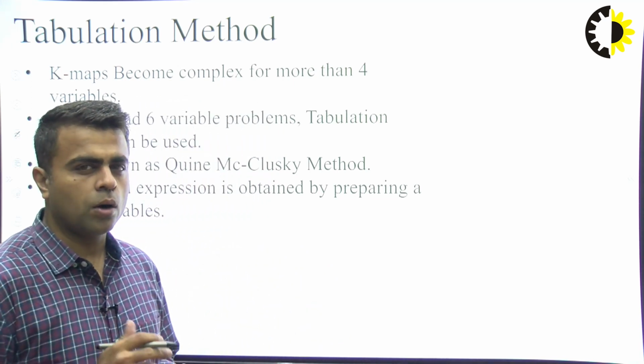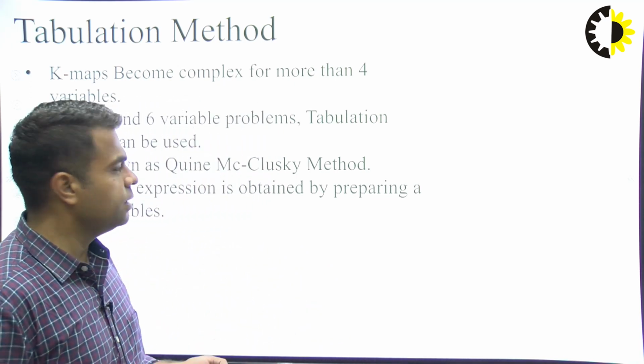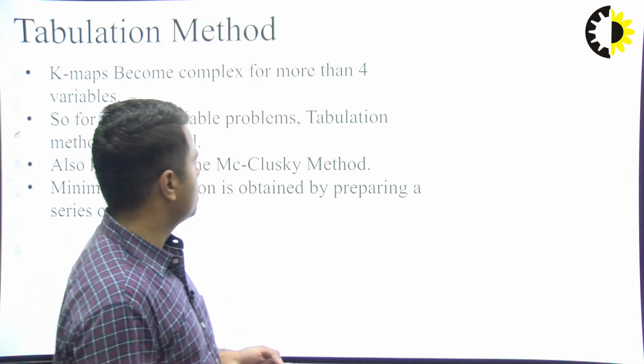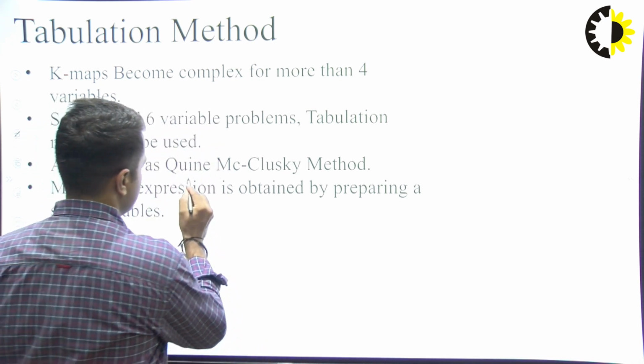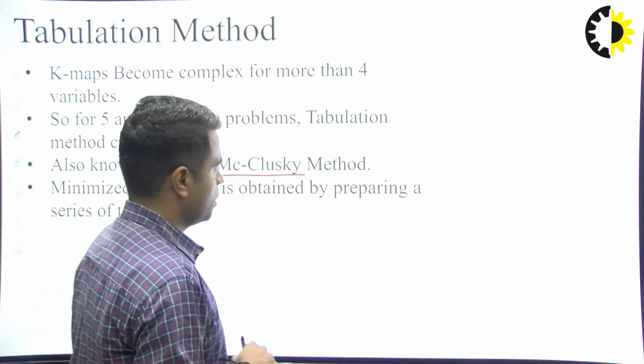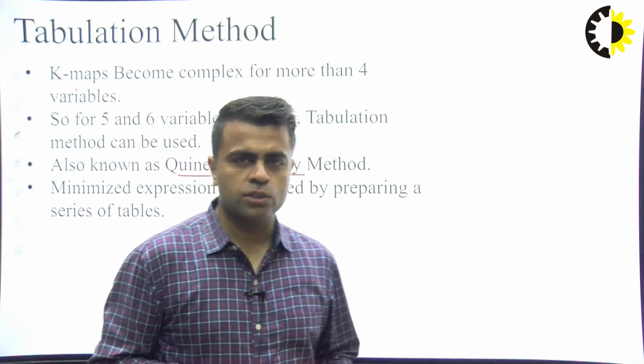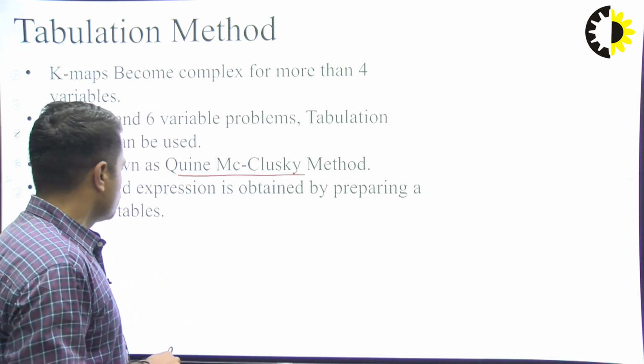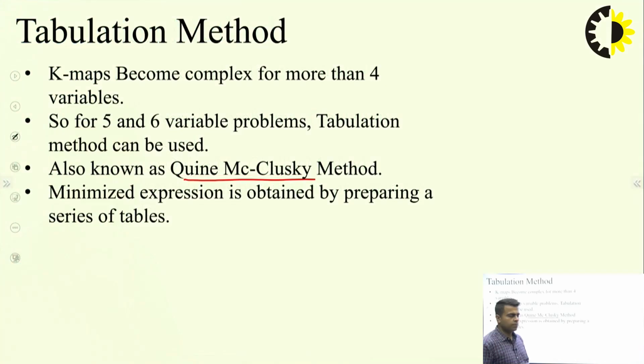To avoid that, there is a different method known as the tabulation method, given by the scientists Quine and McCluskey. So it is also known as the QM method or Quine-McCluskey method. Why is it known as the tabular method? Because the Boolean expression is minimized by preparing a series of tables. One after another, multiple tables are formed. That's why it is known as the tabular method. So let's start.